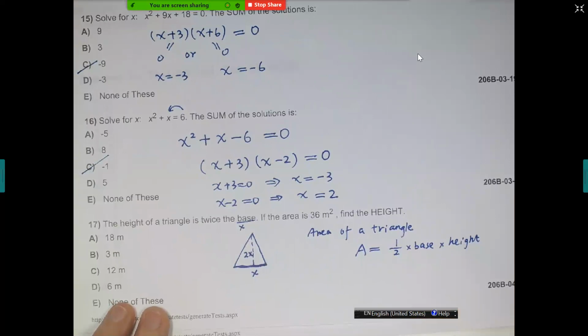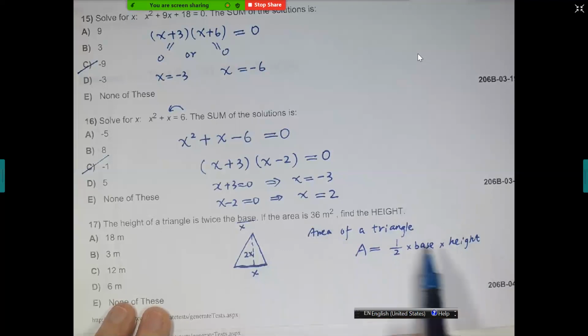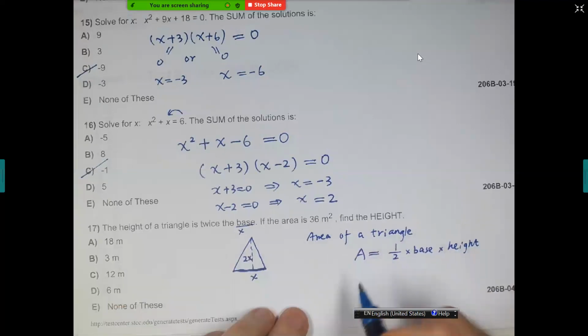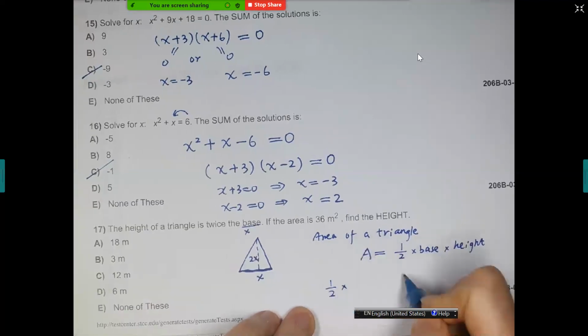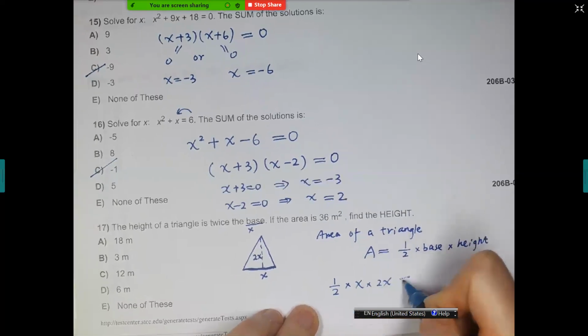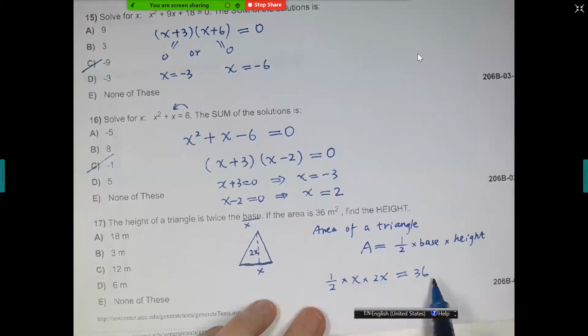Okay, so the problem didn't give us this. This is a property of the triangle. Area of a triangle is always 1/2 times base times height. And then now we go back here. Do we know the area? 36. Do we know the base? x. Do we know the height? 2x. Plug them into the formula right here. So I get 1/2 times base times height equals 36. Okay, so that will be the equation we have here.